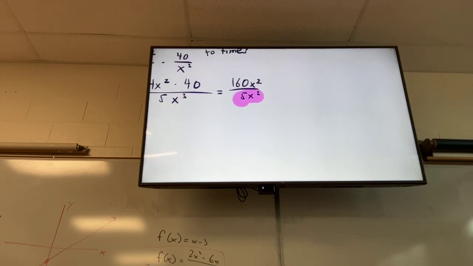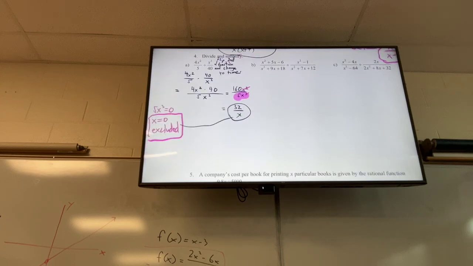And then I just got to cancel. What cancels here? So the x squared cancels with the x cubed, so we leave just an x on the bottom. 160 divided by 5 is 32. So the final answer is 32 over x, right, with this excluded.